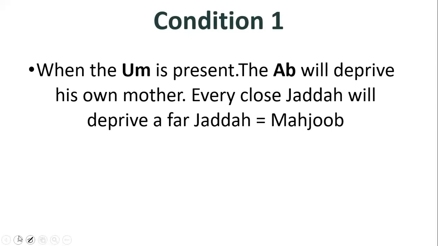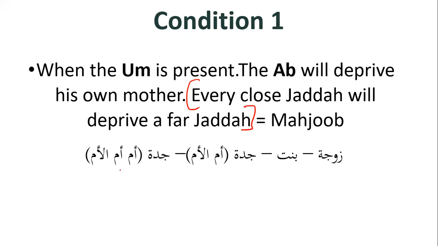And the last clause in condition number 1, when the Umm is present, the ab will deprive his own mother. And the last clause is every close Jaddah will deprive a far Jaddah. Let's take an example for this. We've discussed the idea and the concept of close and far Jaddat. So in this example, we can see that there are two Jaddahs, one here and one here.